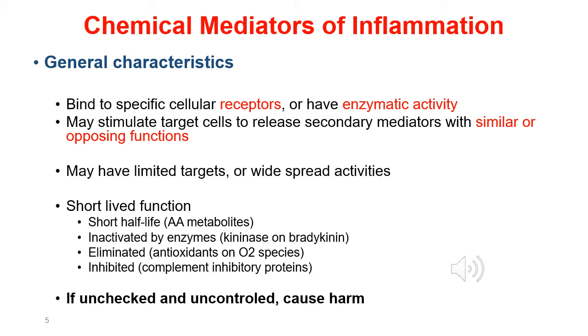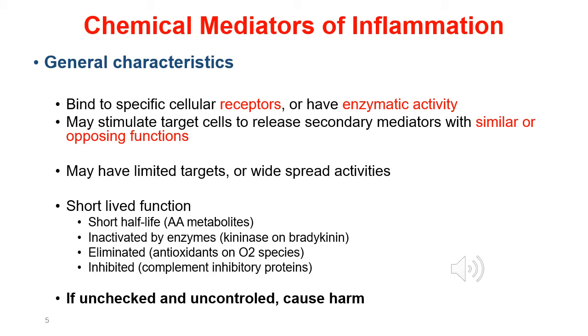Or this might stimulate target cells to release secondary mediators. These secondary mediators can have either similar or opposing functions to the primary mediator. So these mediators can induce the cells to produce similar mediators which will augment or exaggerate the inflammatory process, or sometimes can stimulate these cells to produce other factors which have opposing functions. They might have limited targets or widespread activities with widespread targets.